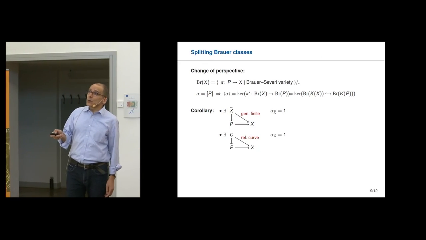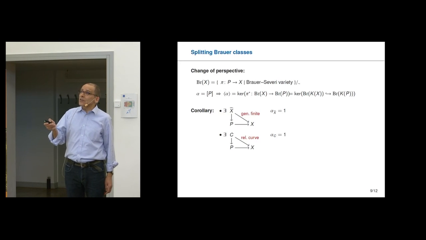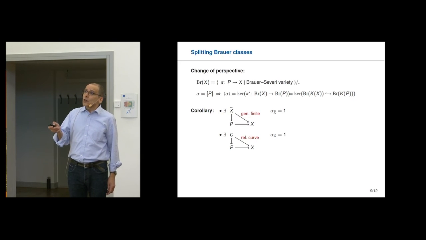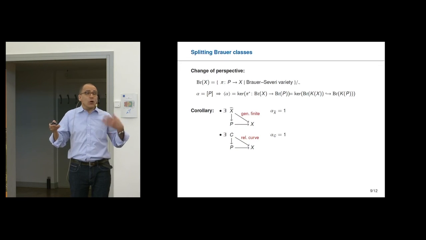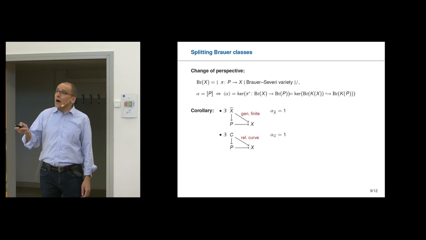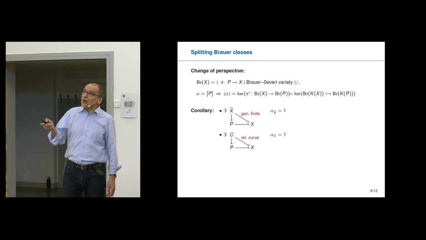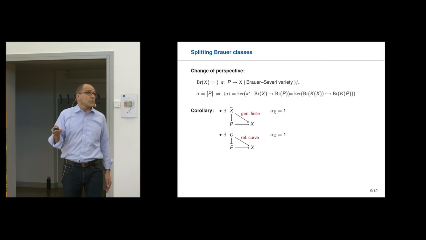Here's another thing you could do. Instead of cutting down to something that's generically finite, you could cut down to something that looks like a curve over C. So it would be a generically smooth curve over X. And the same argument applies, so you can pull back a Brauer class. So for every Brauer class on X, you find a curve relative over C such that the pullback is trivial.